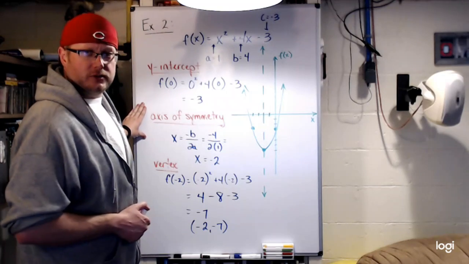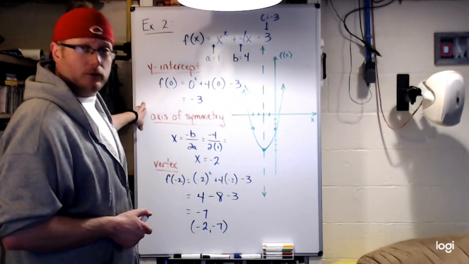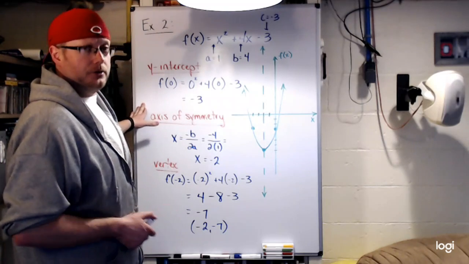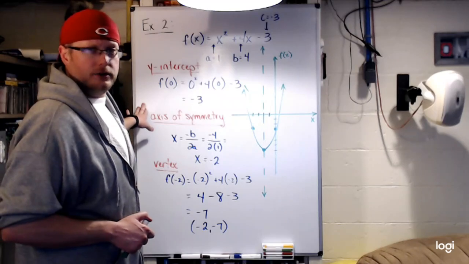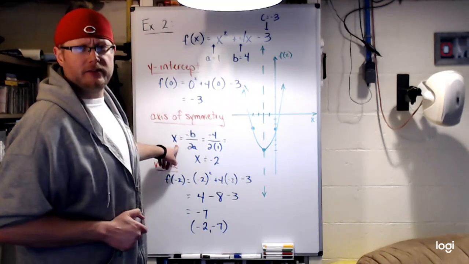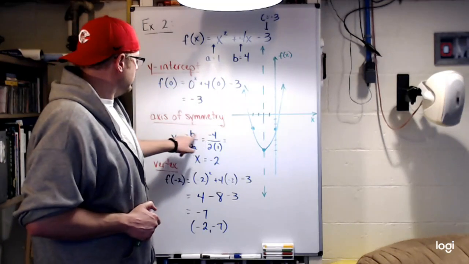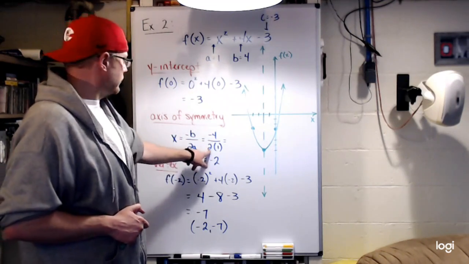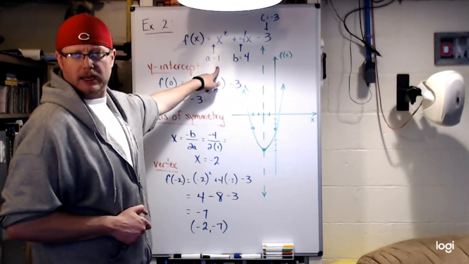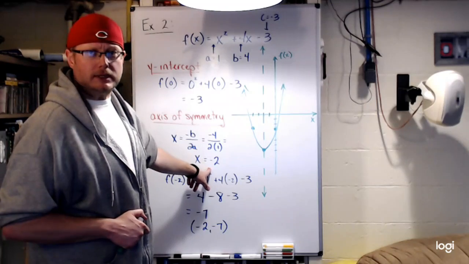For my axis of symmetry, I used my formula, which you need to at least highlight or write down somewhere. It is in your notes. It's in the handout that I've given you, but still, you need to point it out to yourself. x equals -b over 2a. Plugged in b, which was 4. -b becomes -4 over 2 times a, or 2 times 1 in this case. 2 times 1 is 2. -4 divided by 2 is -2.